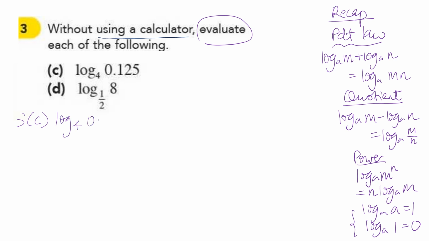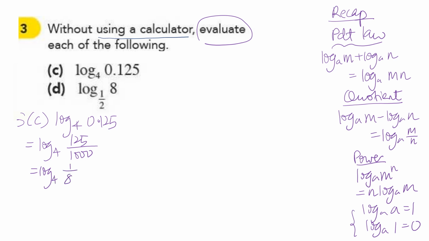So 0.125 is a decimal number. Sometimes when you look at a number, you can express it as a fraction, and you can also express it as a decimal, right? So likewise, what we're going to do here is express 0.125 as a fraction, and that will give us 125 over 1000, and if you simplify it further, you get 1 over 8.